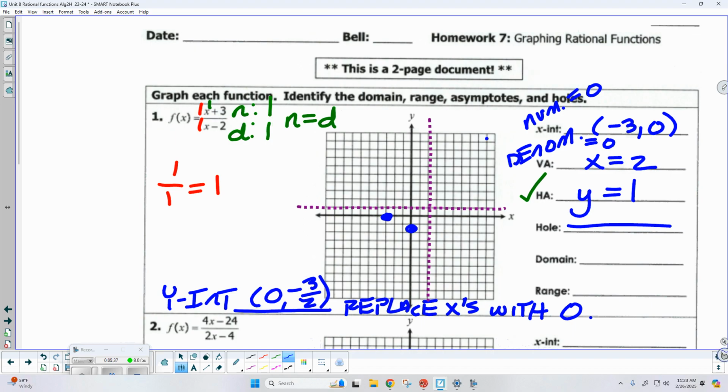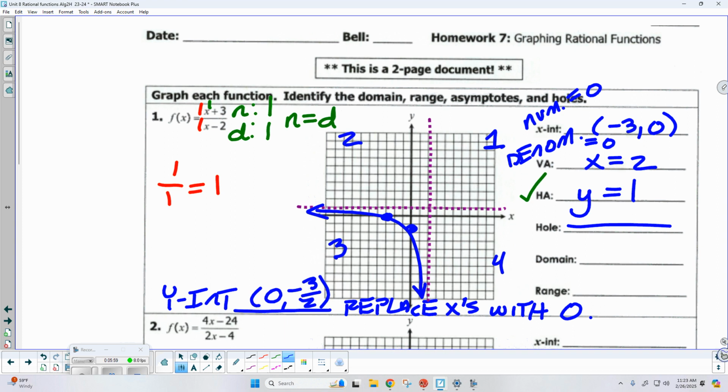Let's call this region 1, region 2, region 3, and region 4. Why would it have to be 1 and 3? Okay, because here's the thing. We know for sure it's 3 because that's where I have some intercepts. So I definitely have to go through those. And remember, it's always going to want to get as close to those asymptotes as possible.